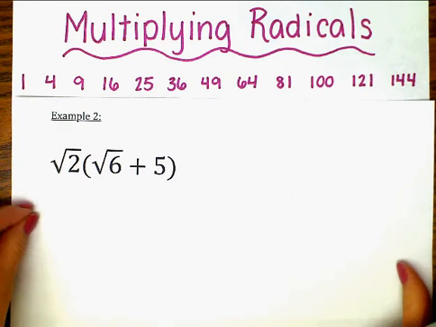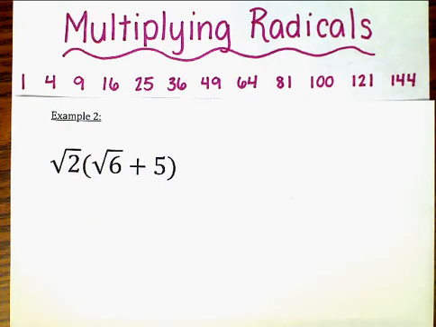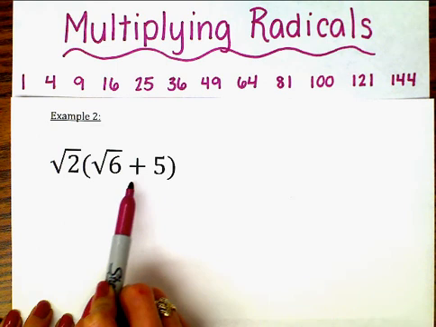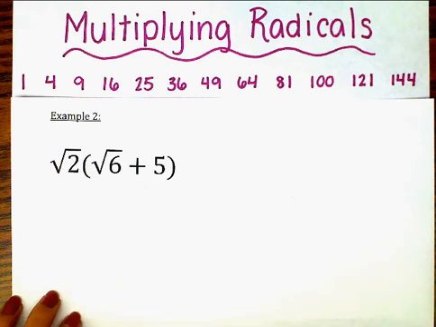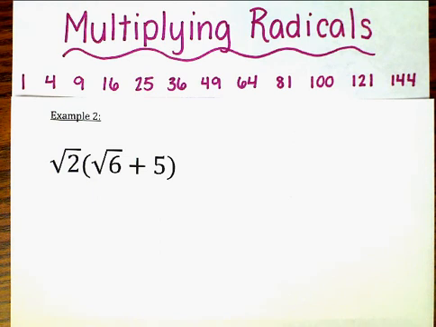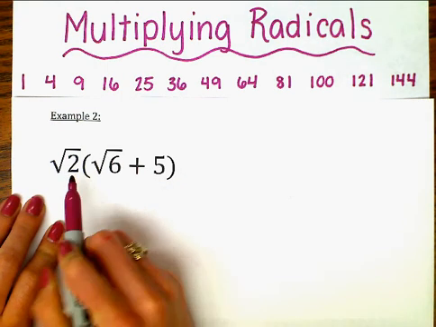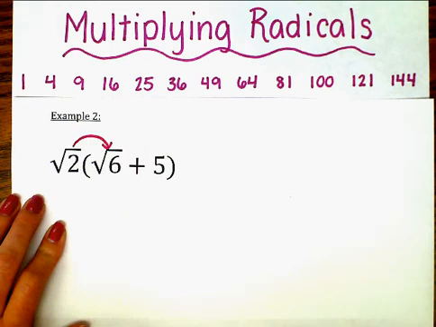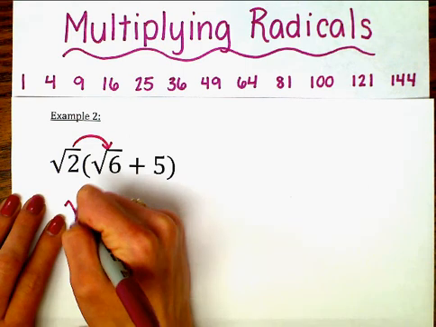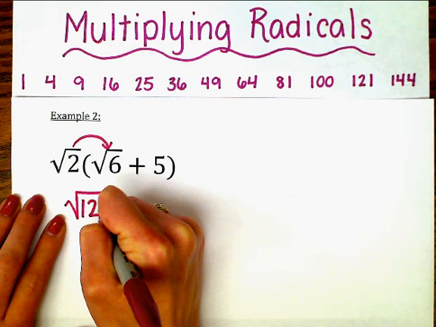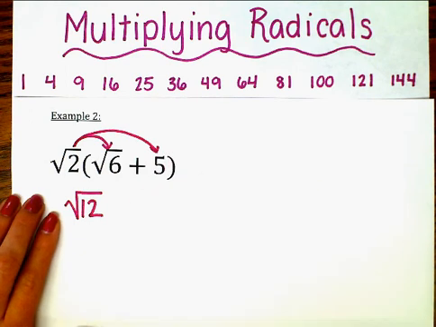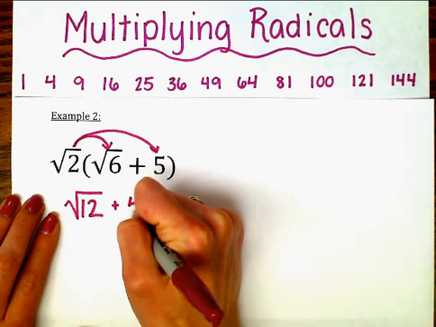Alright, example 2. This time, instead of multiplying two monomials, we're multiplying a monomial times a binomial, because there's two terms in the parentheses. Now don't let the radicals scare you. We're just going to do this just like we do the distributive property in regular multiplication. So here's how we do it. We're going to take this radical 2 on the outside and multiply it by both of these numbers. First, we do radical 2 times radical 6, gives us radical 12, and then we're going to do radical 2 times 5, which just gives us 5 radical 2.